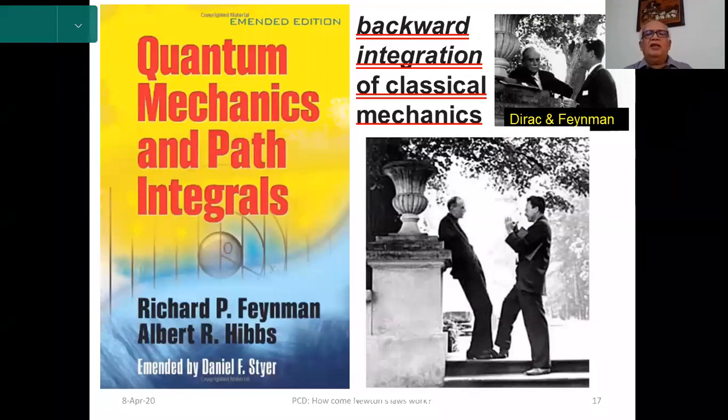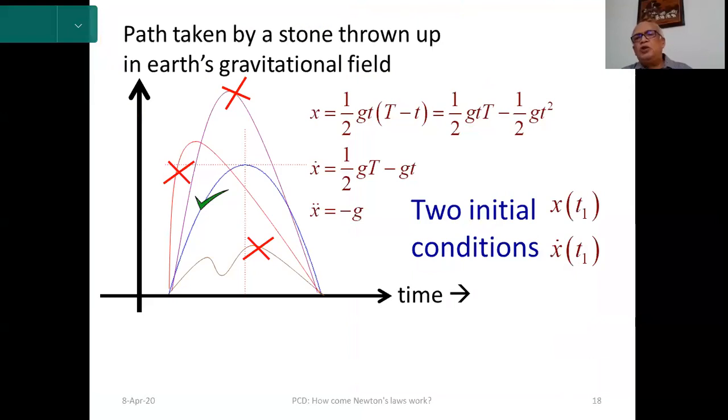And this formulation explains very nicely how classical mechanics, whether Lagrange's equations, Hamilton's equations, or Newton's equation, work, because they give a very straightforward, direct way of backward integration of classical mechanics into quantum mechanics.